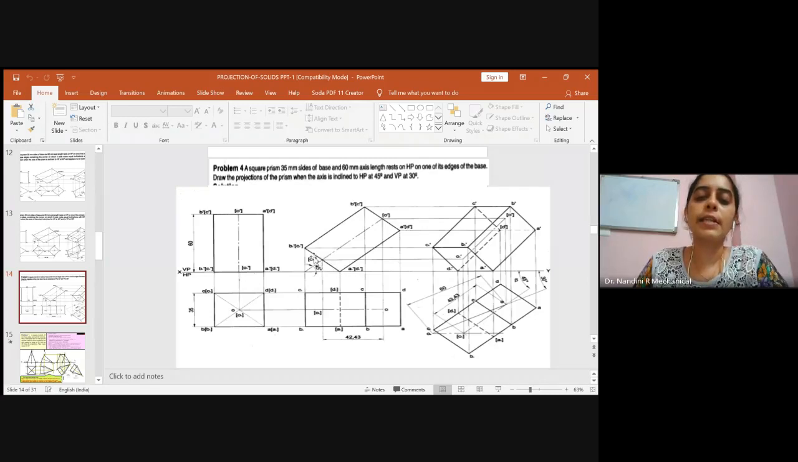Then you extend this line vertically. This angle should be 90 degree. Then you measure this distance, remaining distance, how much it is, and you cut an arc. Once you got the base, kindly name it B1 dash, C1 dash, A1 dash, and D1 dash. Once you got, draw the line parallel to the axis line from both the sides.